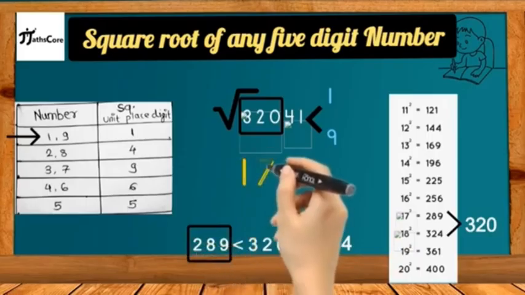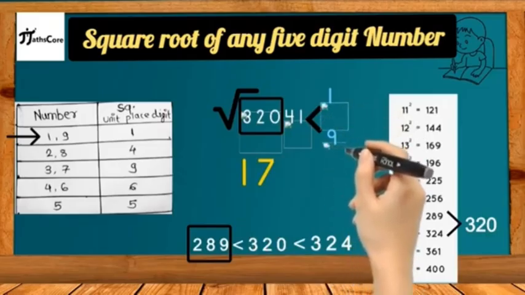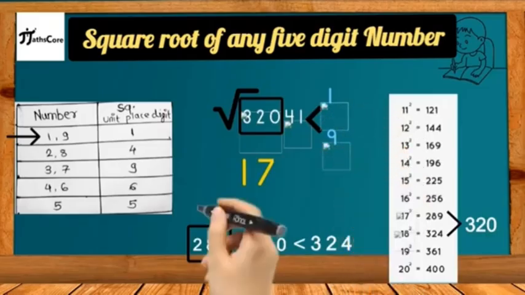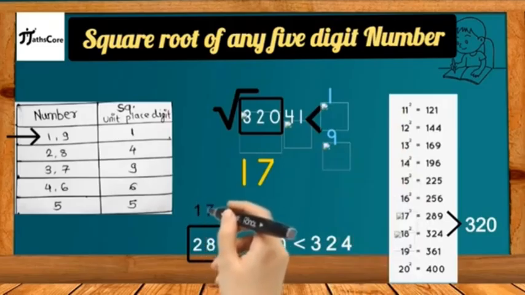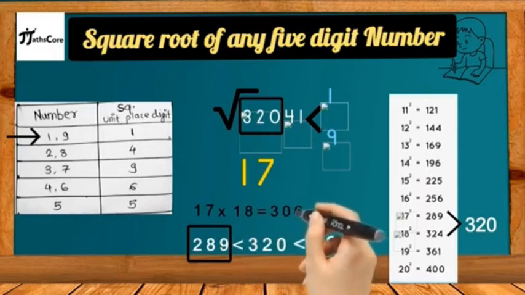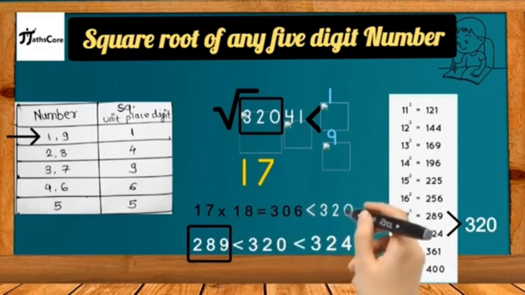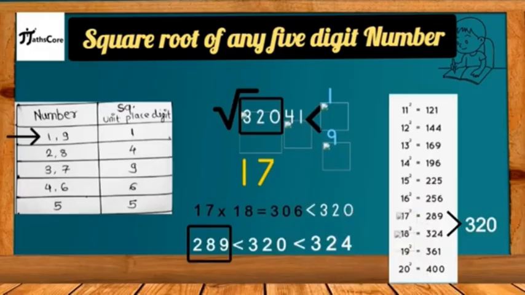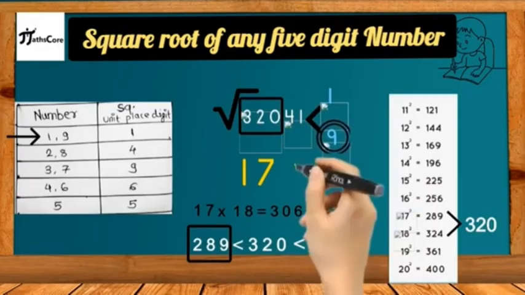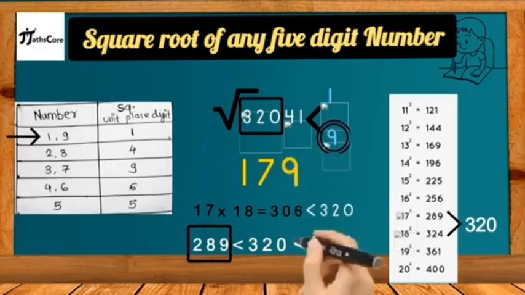Now we need to finalize between 1 and 9, which one will come at the unit place. For that, we need to multiply 17 with its consecutive number 18. 17 multiplied by 18 is equal to 306. Now compare this 306 with 320. And you can see that 306 is less than 320, which means 320 is greater than 306. So we need to take the greater number between 1 and 9, which is 9. So the unit place of the square root is 9. So here is the final answer: 179, which is the square root of 32,041.